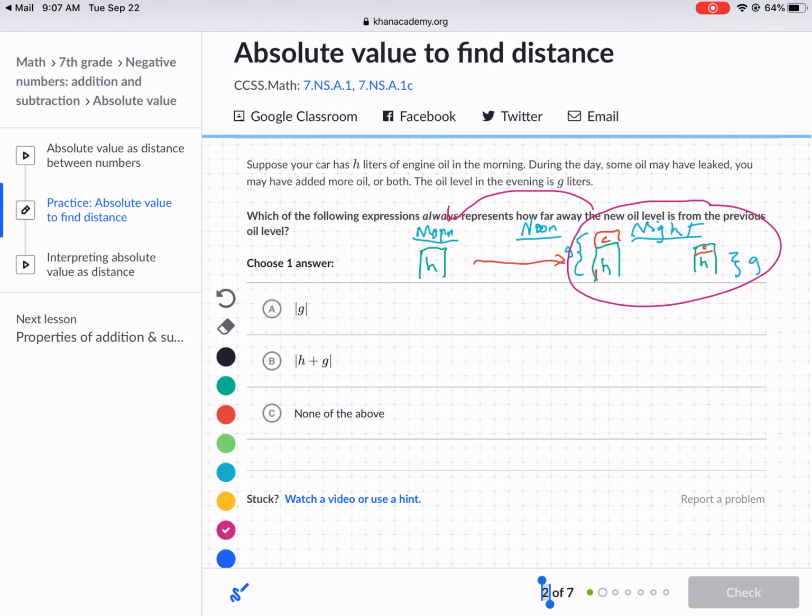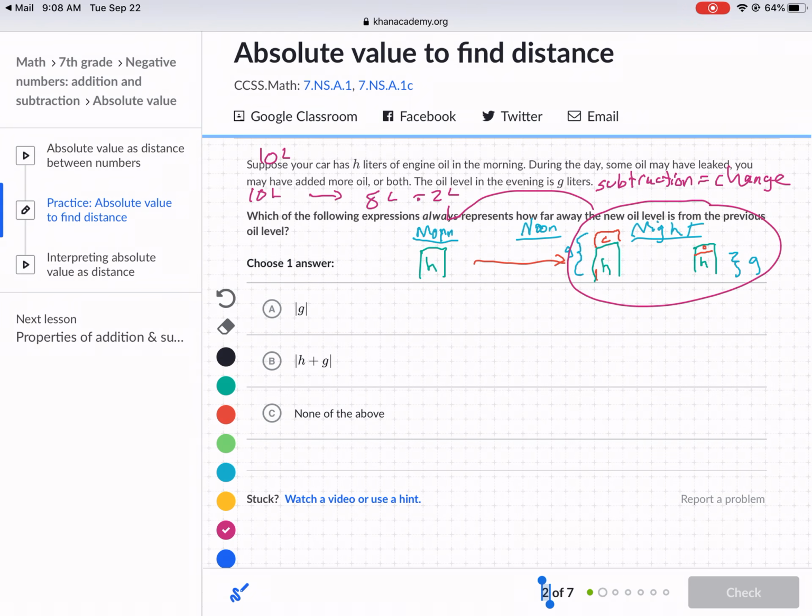If we're talking about change, change is always talking about subtraction. So subtraction is synonymous with change. If we want to find the change of something, we need to subtract. If it started off at 10 liters and it went to 8 liters, well, what's the change? We do 10 minus 8, and that gives us 2 liters lower.